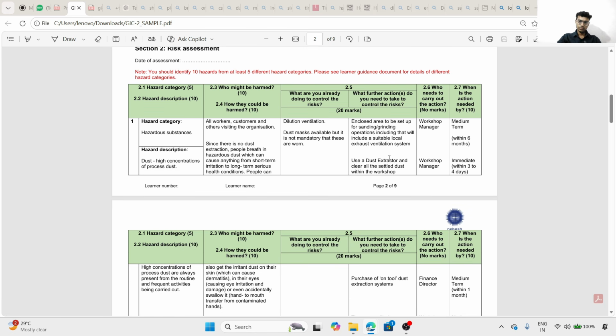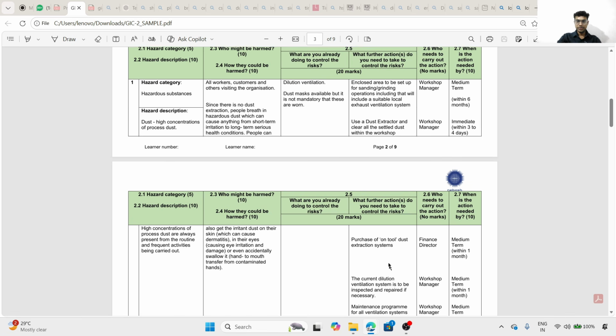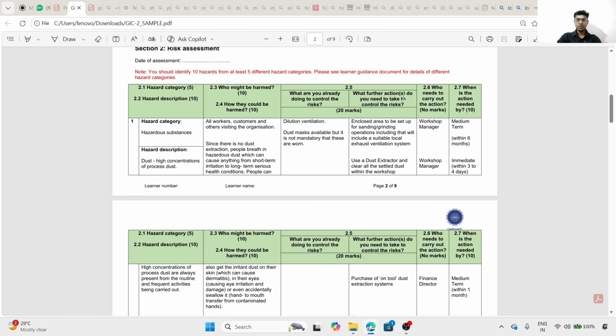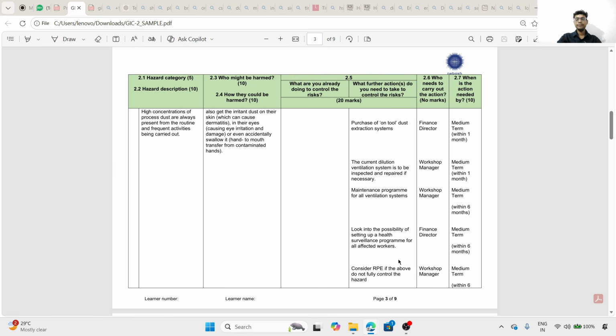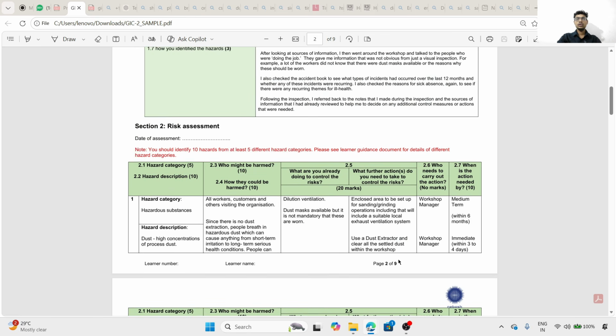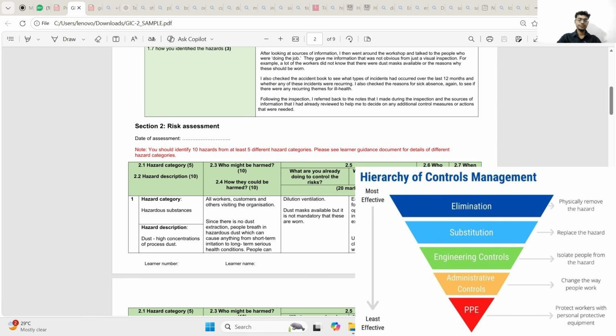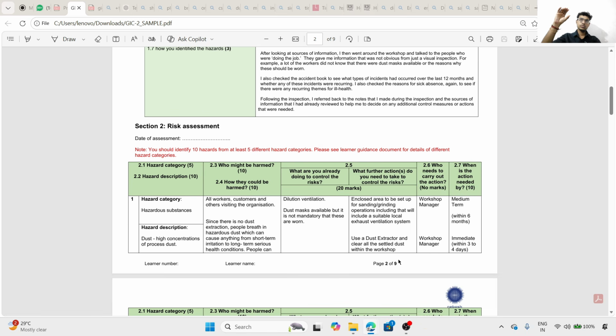So again, in the control measures, this is a very important thing, the most important point. What further actions do you need to take? You need to control the risk. This should follow the general hierarchy of control. That is elimination, substitution, engineering controls, administrative controls, and the PPE. What is elimination? It means remove the hazard completely.